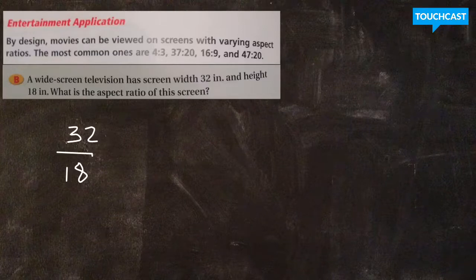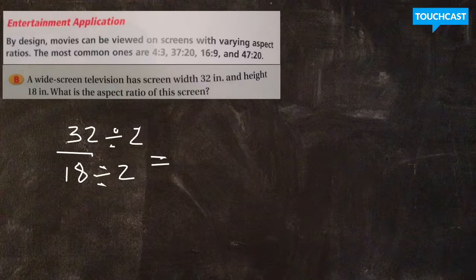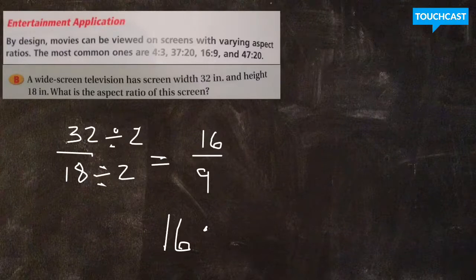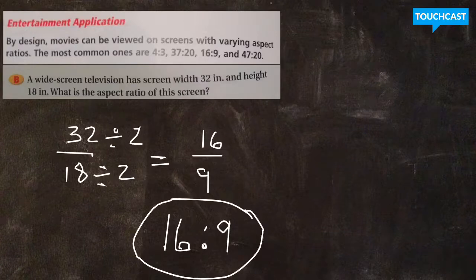Well, 2 does. So we're going to divide both of these by 2. 32 divided by 2 is 16, and 18 divided by 2 is 9. So the aspect ratio of this widescreen TV is 16:9. All right, we're done with example 1.